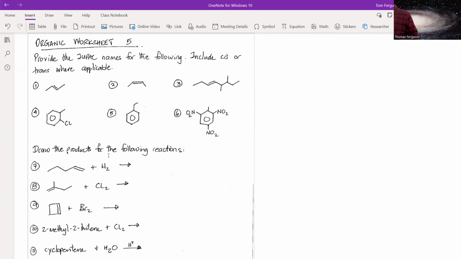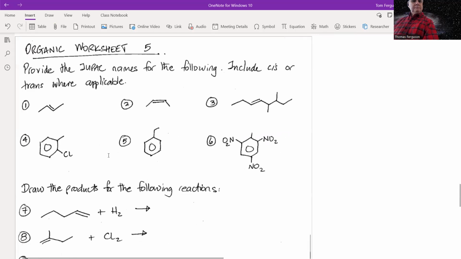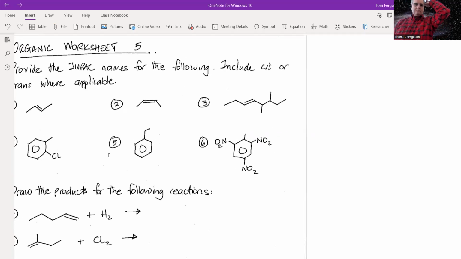Okay, so here we are. This is on alkenes. This is naming. And then we have reactions. Sometimes we have a geometric isomer, which would be a cis or trans. Okay, so we have 1, 2, 3, 4. So that would be a 4-carbon alkene.